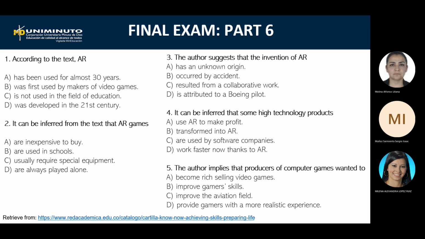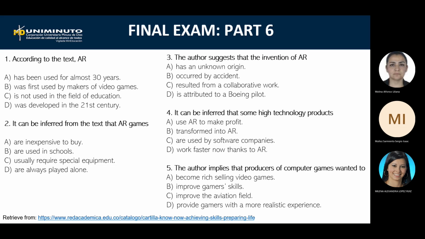So number 4 will be C, are used by software companies. Okay, guys? And we have number 5. The author implies that producers of computer games wanted to A, become rich selling video games, B, improve gamers' skills, C, improve the aviation field, or D, provide gamers with a more realistic experience. What is the best choice? D, provide gamers with a more realistic experience.